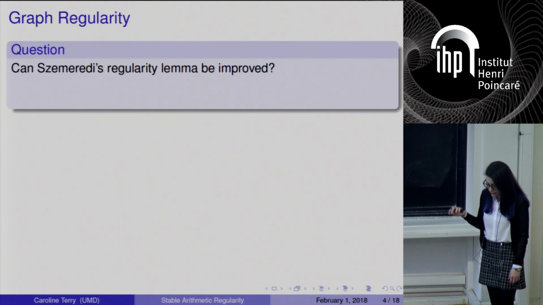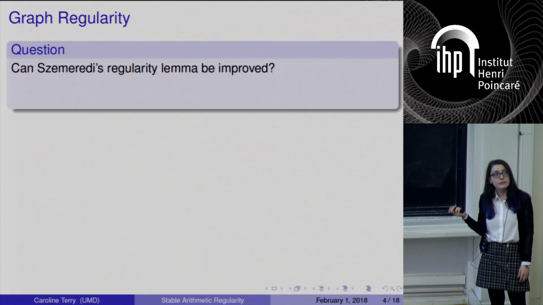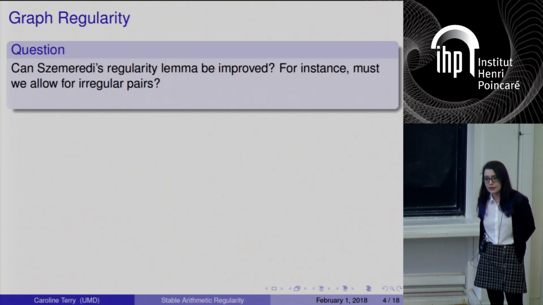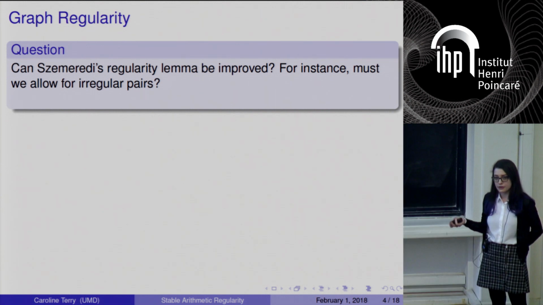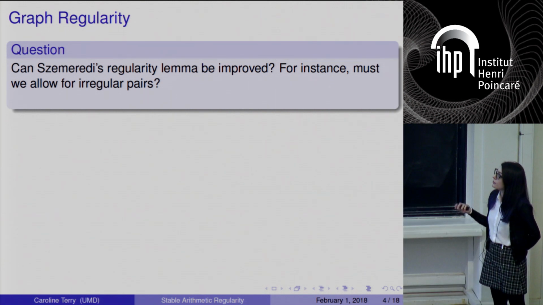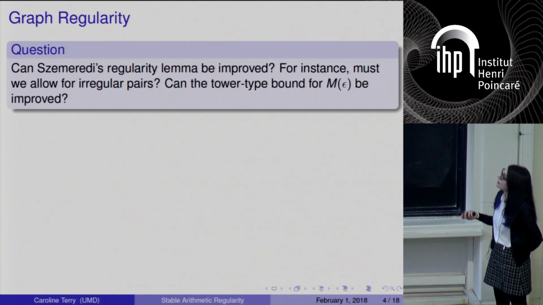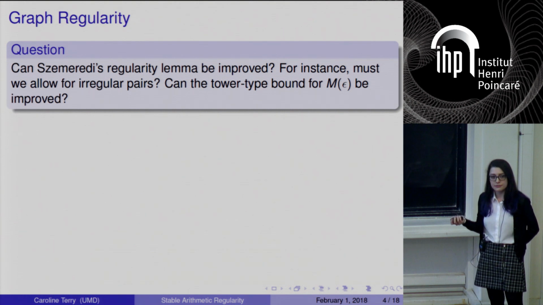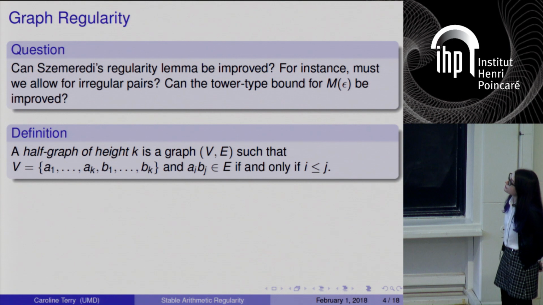Okay, so then a natural question people asked was, can you improve the regularity lemma? For instance, must you allow for the irregular pairs? Remember, in the definition of a regular partition, we allowed for an epsilon proportion of the pairs to be non-regular. Do we have to allow for that? On the other hand, that tower bound was sort of unpleasant. Can we get rid of that? The answer to these two questions will be no.